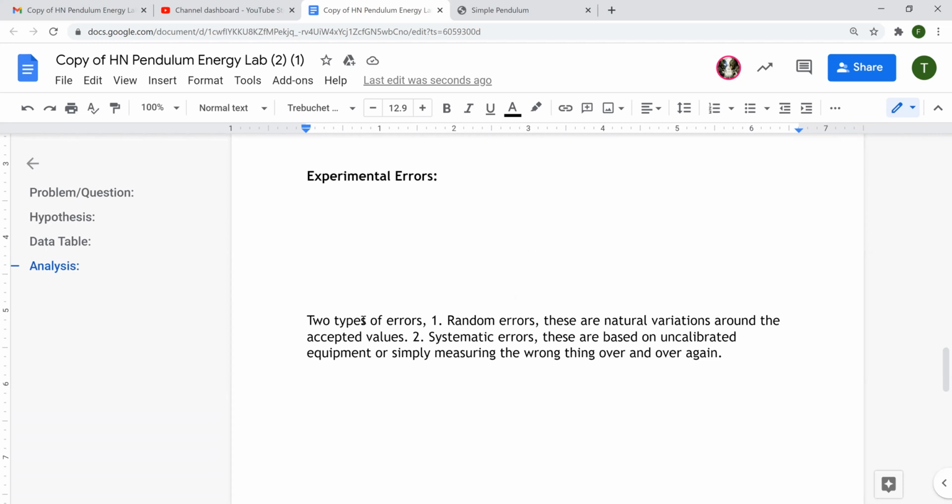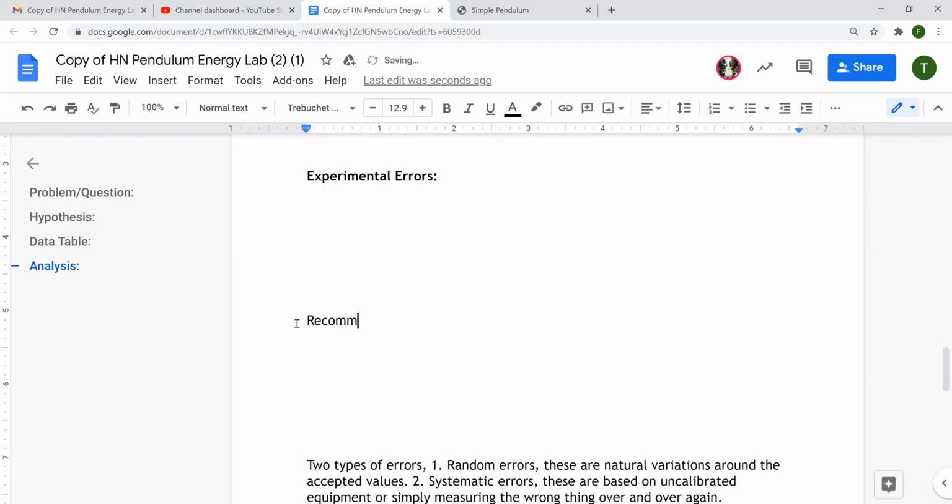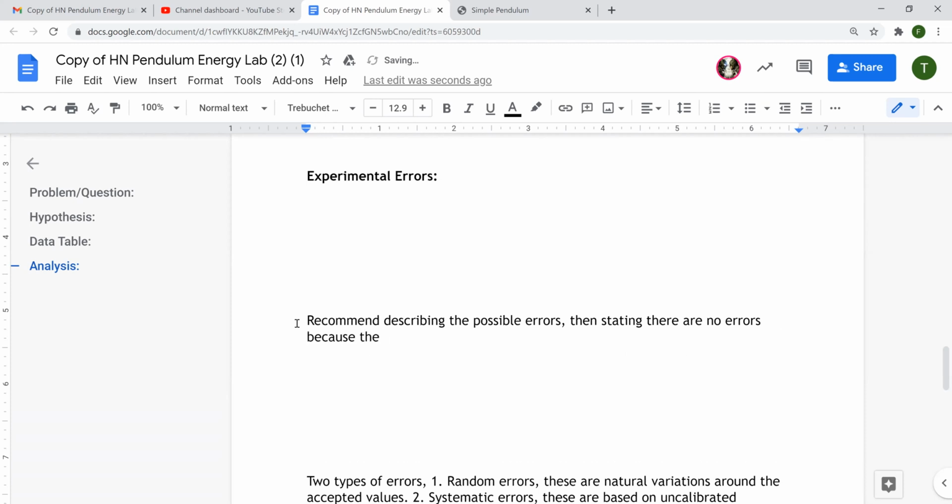So what I would recommend doing is describing the possible errors, which is below, then stating there are no errors because the software used is, for lack of a better word, perfect. Software doesn't make mistakes.